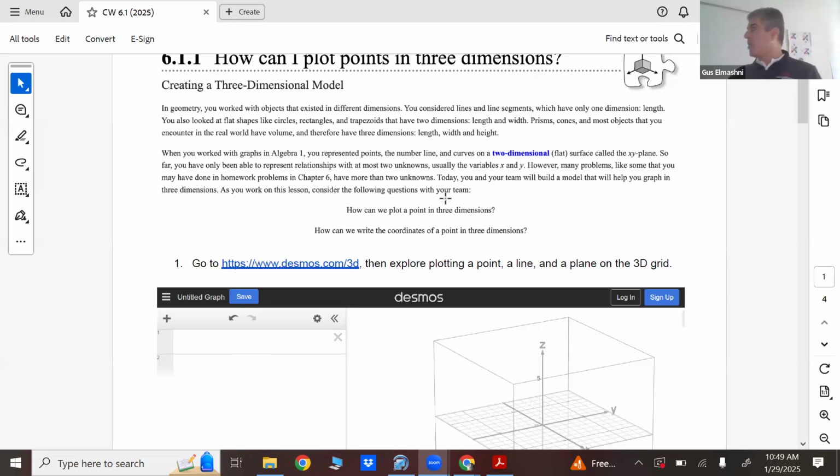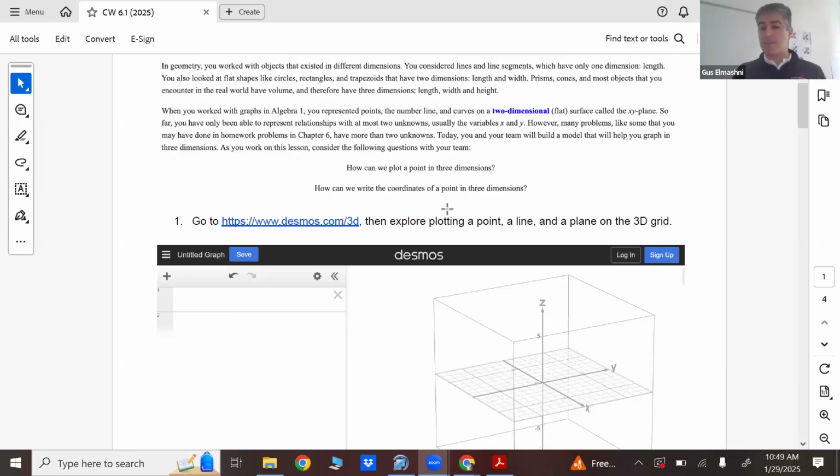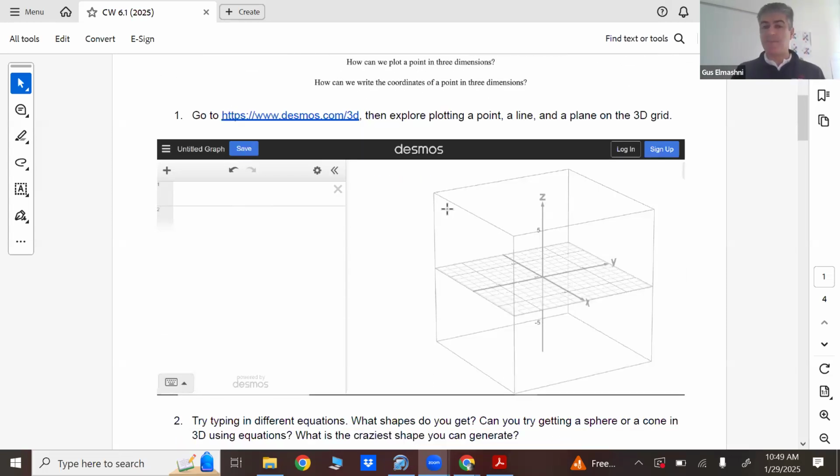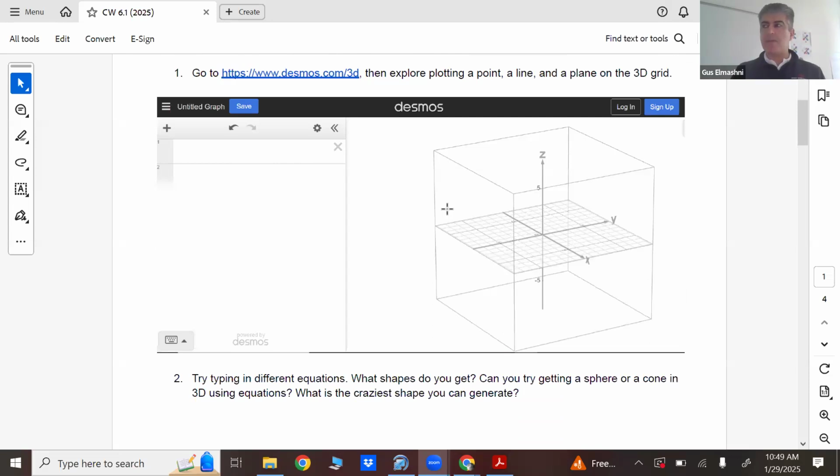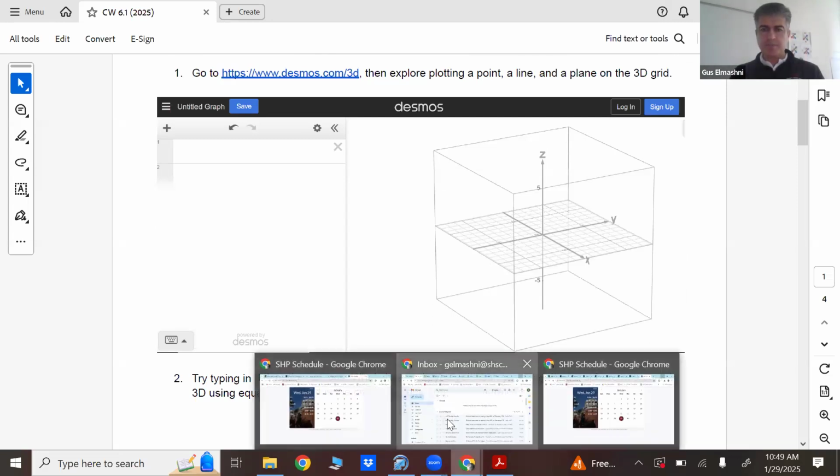So what I want you guys to do is go to desmos.com/3D. It's 3D graphing and in beta testing right now. It's actually pretty good. I tested this morning. So we're going to work on graphs in 3 dimensions and equations in 3 dimensions. And then we're going to move into a new topic called matrices later in this unit. So let me go to desmos.com/3D.